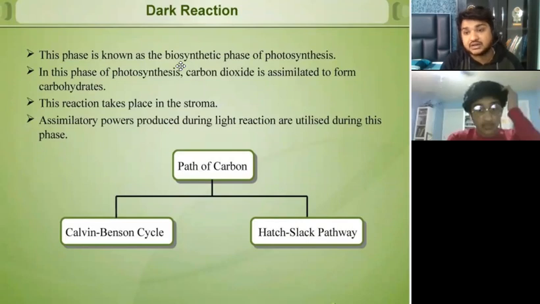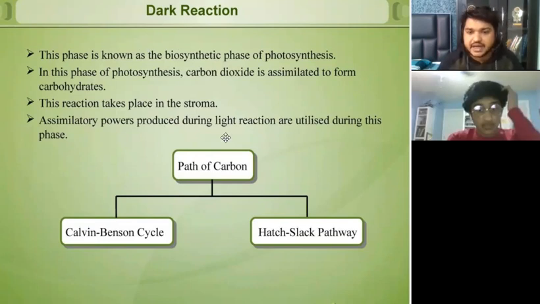Remember, stroma. And the light reaction takes place at which site? Thylakoid, that coin-like structure I told you about. The light reaction takes place in the thylakoid, but the dark reaction takes place in the stroma. They are very close to each other, like one is thylakoid and outside is stroma. So dark reaction in the stroma, light reaction in the thylakoids.